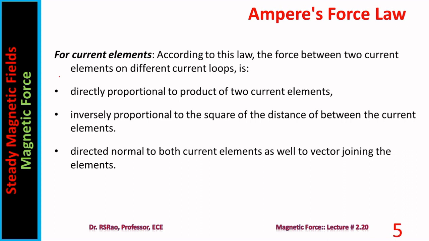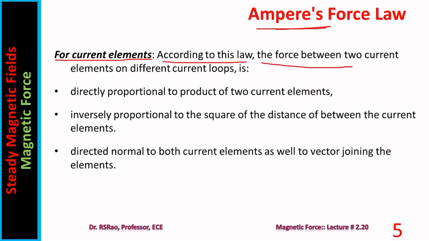Now, as already mentioned, there is another law which also describes magnetic force. But here, the magnetic force is the one that exists between two current carrying conductors. Again, here two parts are there in this law: one for current elements, another for current loops. First, we consider the part that is related to current elements.